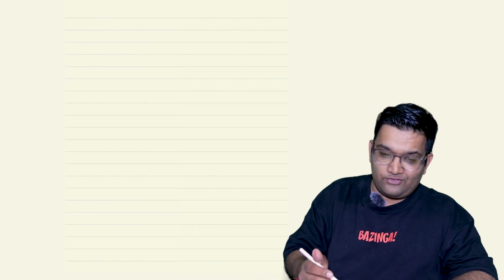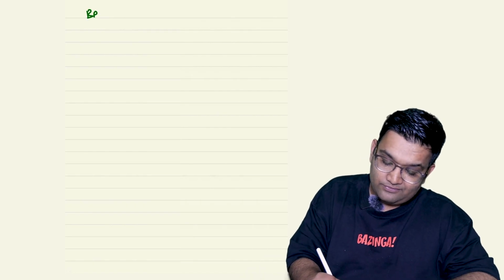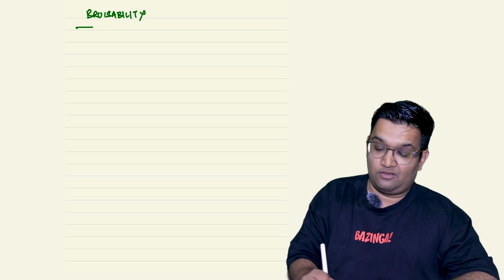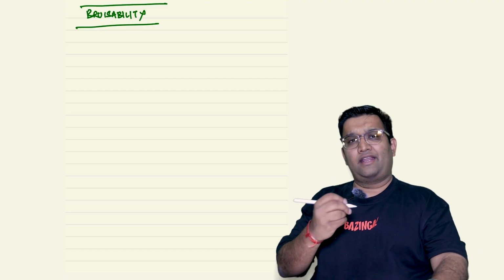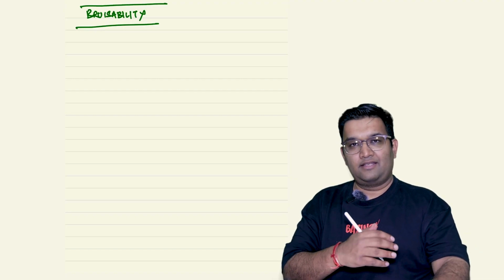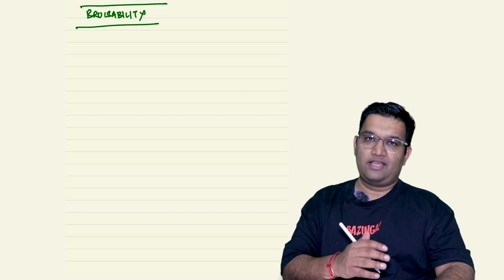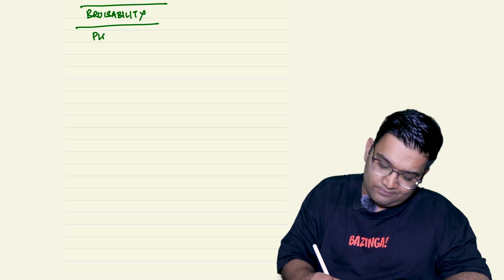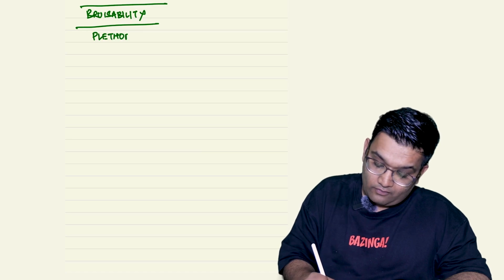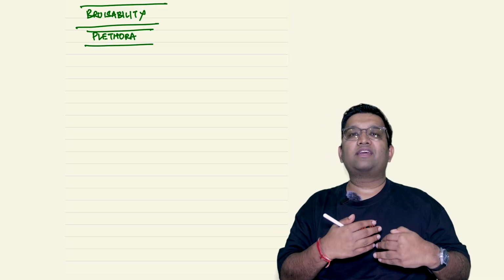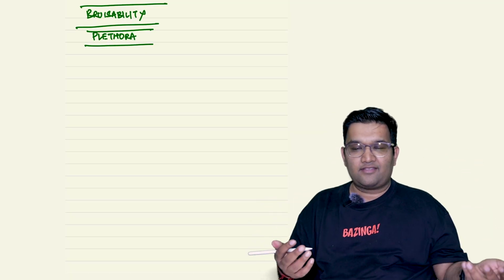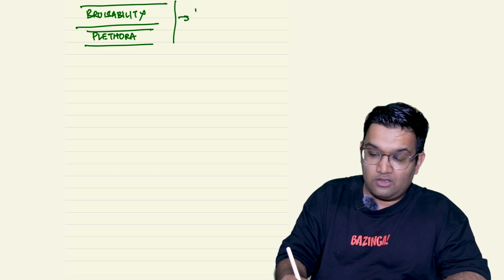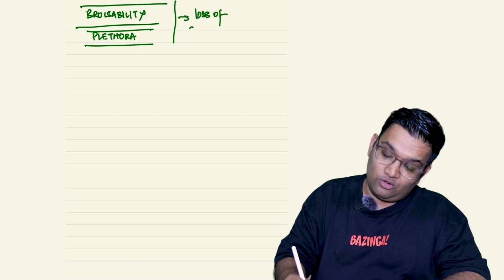We also have something known as bruisability. That on any trivial trauma we see there is some discoloration, some bruise is there. There is also plethora. Plethora is there is redness or there is some violaceous color on the face. There is a reddish hue on the face. This is also because of loss of dermal collagen.